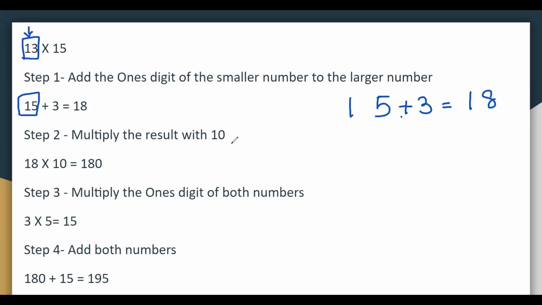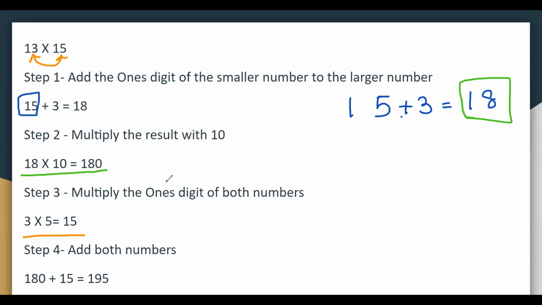The second step, what you do is you have to multiply this answer that you got with 10. So 18 times 10, we got 180. That is your second step. Now, third step. The ones place of both the numbers, that is 3 and 5, multiply them. So 3 5s are 15. So this is your third step.